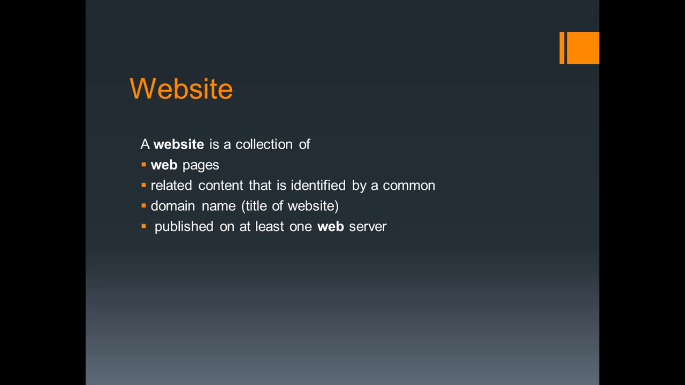A website is a collection of different web pages, which can be interconnected to each other, and they are identified by a common domain name. For example, any kind of title that we have given to the website, that could be google.com, daraz.com, or any other, and that is published on at least one web browser. It means the supporting website which launches your website.